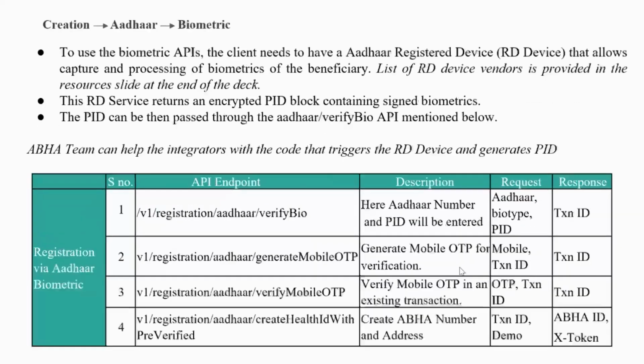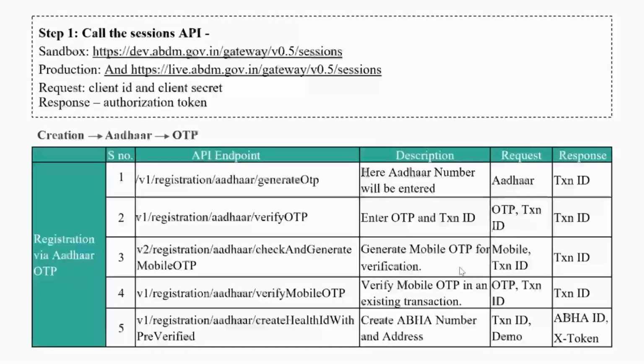Excuse me. I've been getting a response error code 2500, message unknown error occurred. It was in which previous method? Sessions API gateway v0.5 gateway registration Aadhaar generate OTP. Generate OTP API, version 0.5.